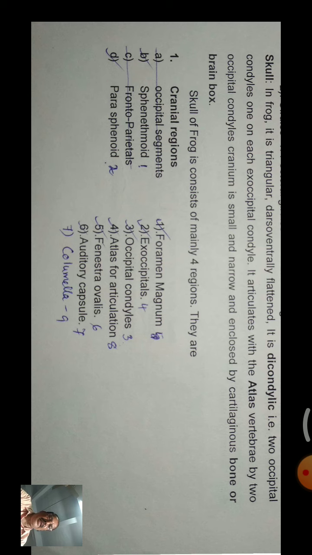So the cranial region consists of parts like sphenoethmoid, parasphenoid, foramen magnum, exoccipitals, occipital condyles, atlas for articulation, fenestra ovalis, auditory capsule, and columella.